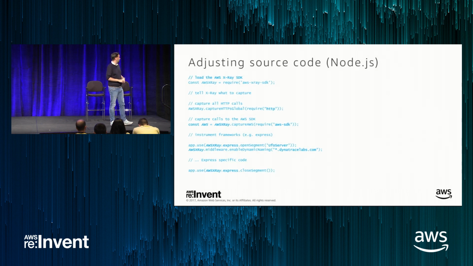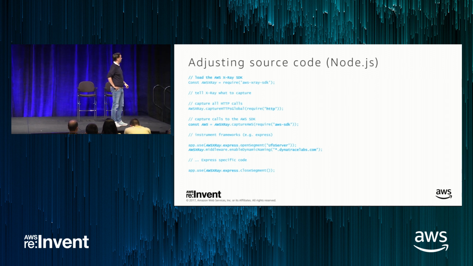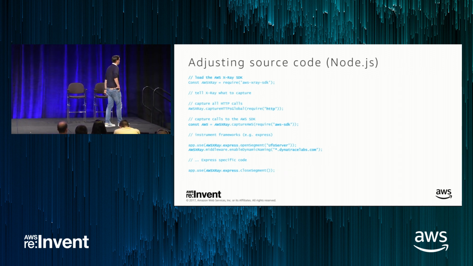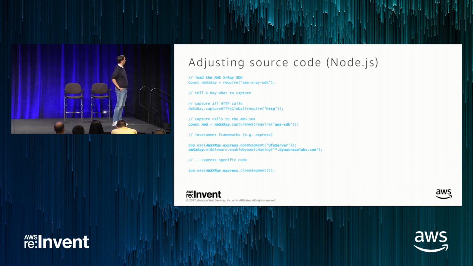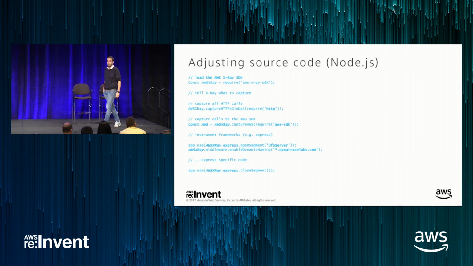This is an example of adjusting your source code for Node.js. So we would see some of the traces inside the code, but not all of them. You're using, in this case, the X-Ray library, which you have to make part of your application. So we're requiring the X-Ray SDK in this case. Then we want to capture all of the outgoing HTTP calls. What we're more or less doing, we're wrapping the require with this X-Ray capture HTTPS global. And then we have to wrap the AWS SDK as well to get all the AWS SDK calls.